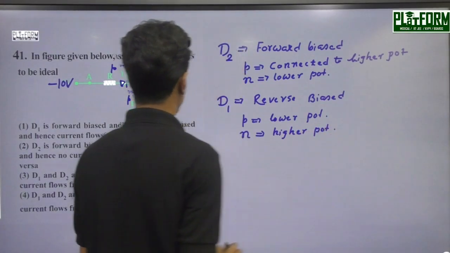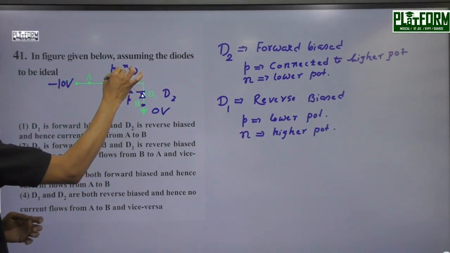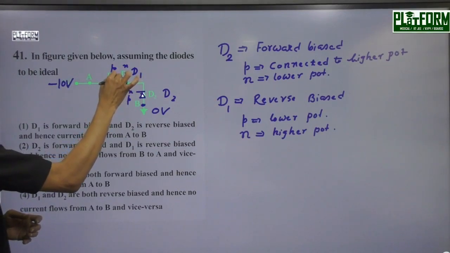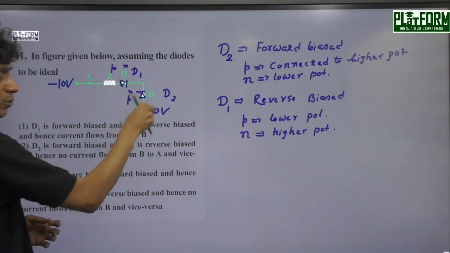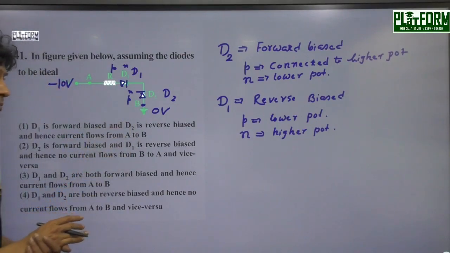Since D2 is in forward condition, the potential at the N1 end, that is the N junction of diode 1, is connected to higher potential and the P junction is connected to lower potential. So D1 is reverse bias, whereas D2 is forward bias.